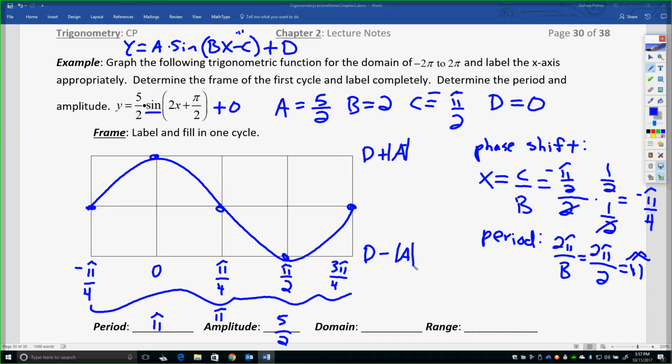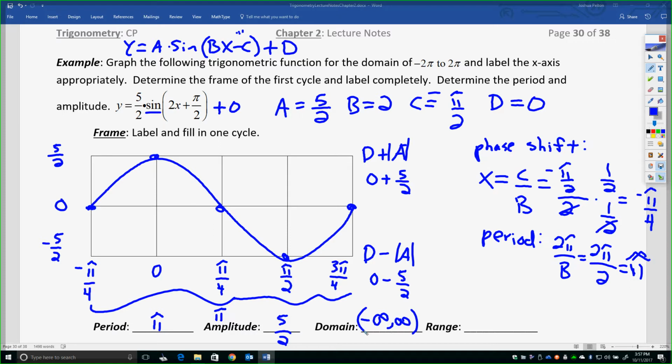So if we do that, we get our 0 plus the 5 over 2, and the 0 minus 5 over 2. So that gives us 5/2 for the top, and negative 5/2 for the bottom. If you add those up and divide by 2, of course, you'll get 0 because they cancel each other out. So there's our frame. So this goes on forever, though. So it's going to go from negative infinity to the left and positive infinity to the right. And it's parentheses because they keep going forever. You can't get to the end.